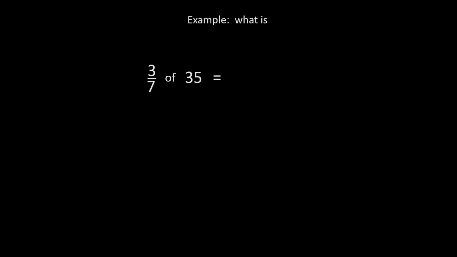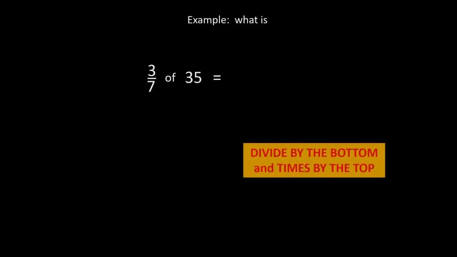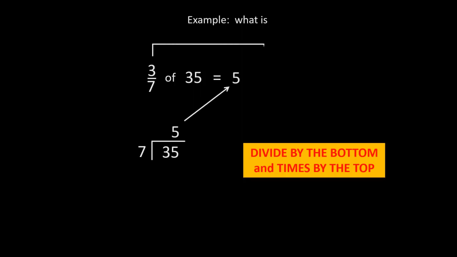So what is 3/7 of 35? Same thing, divide by the bottom, times by the top. So 35 divided by 7. How many 7s in 35? That's right, 5. And then we're going to multiply by the 3. So we found 1/7, which is 5. We want 3/7, times by 3, answer of 15.